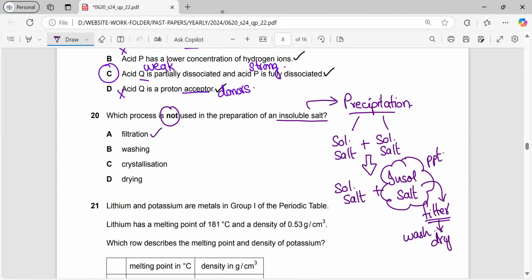So filtration, washing with distilled water, drying, everything is done in the preparation of the salt, but not crystallization. Crystallization can only occur for a soluble salt. So if we have a salt soluble in water, we can do its crystallization. We can make its crystals. So we cannot make crystals of the insoluble salt.